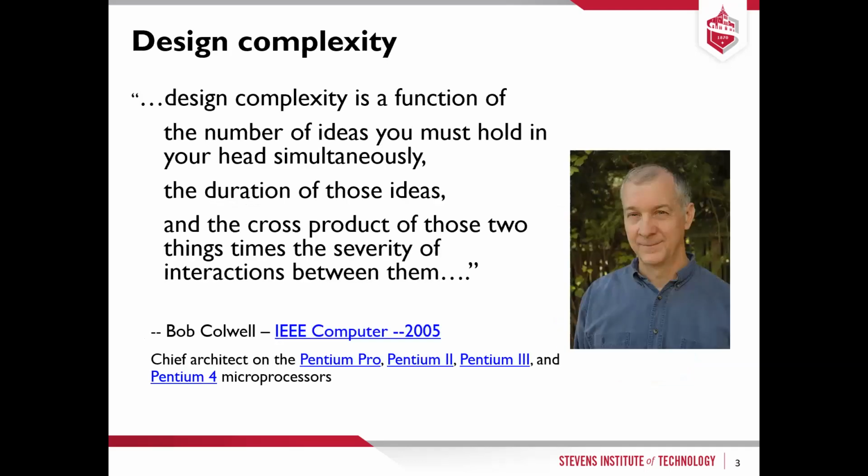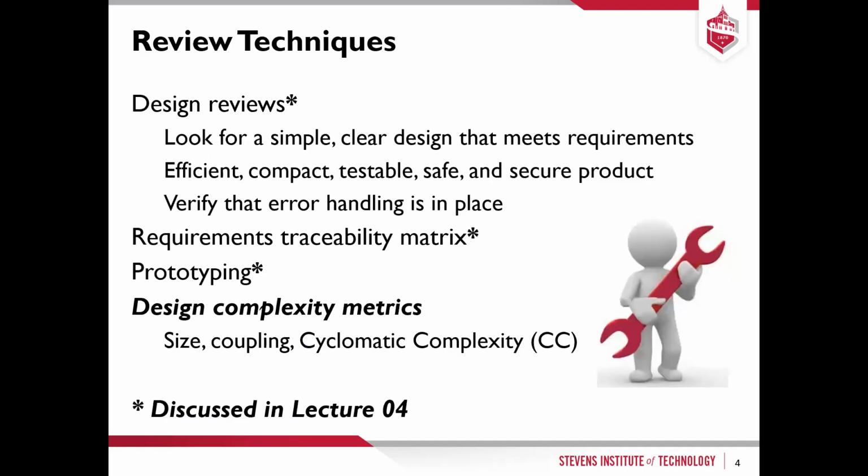What do we mean by complexity? Design complexity is defined as a function of the number of different ideas that you want to hold parallelly in order to have the bigger idea work together. In the case of software development, it's different modules, for example, or different functionality that we need to work parallelly together to have the entire system working.